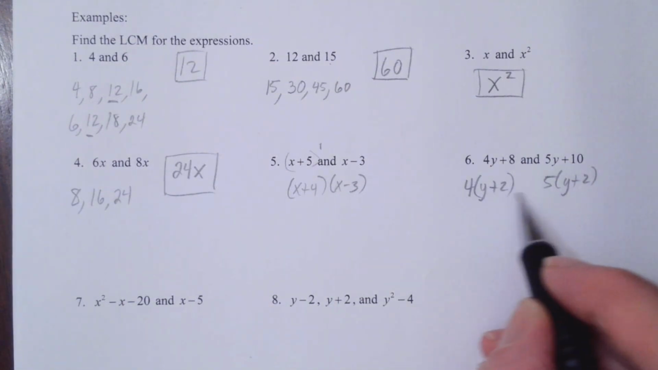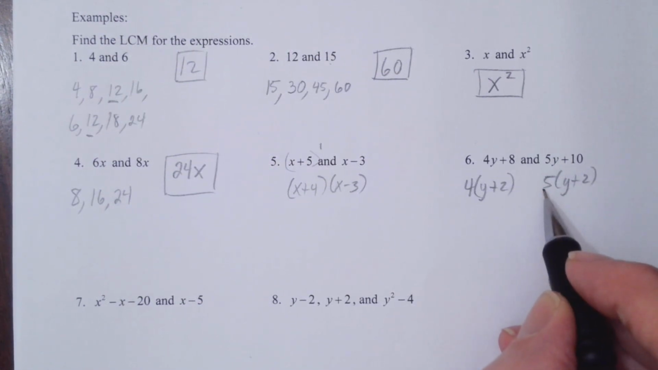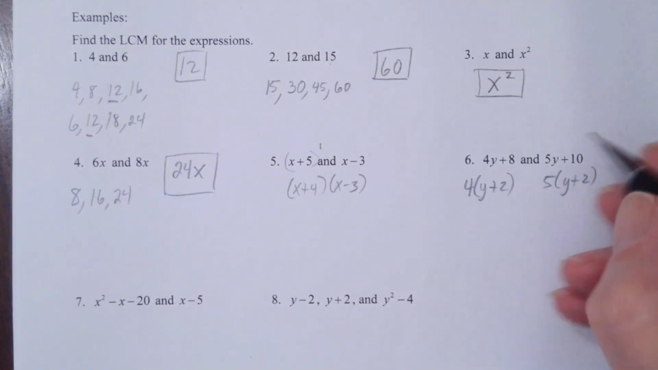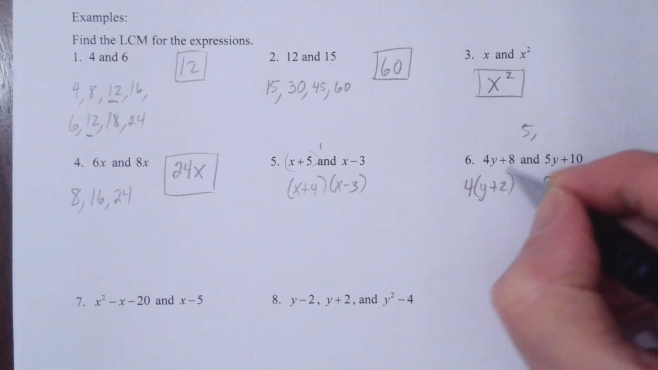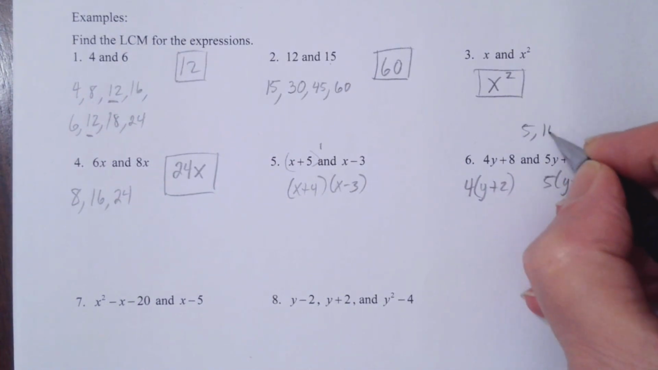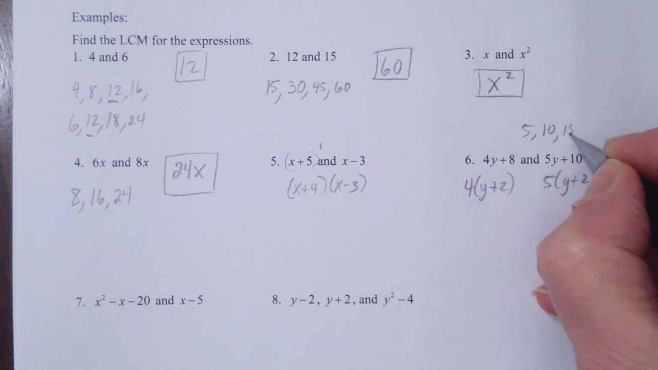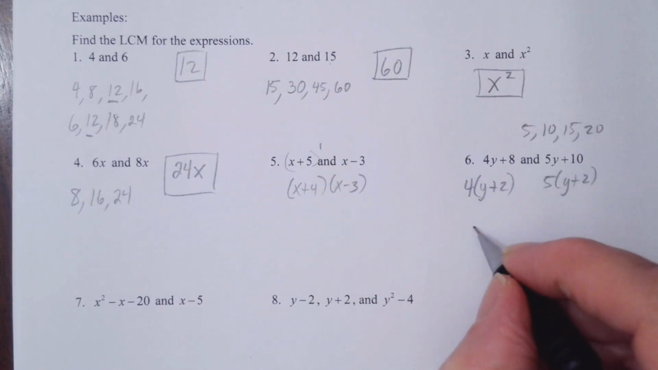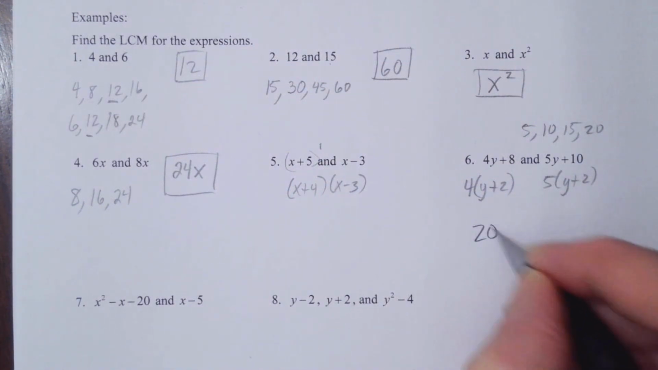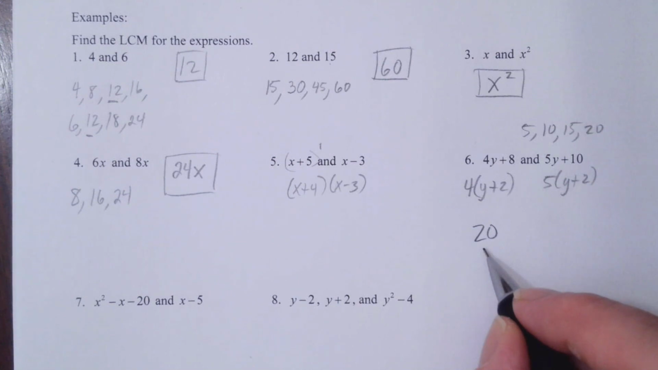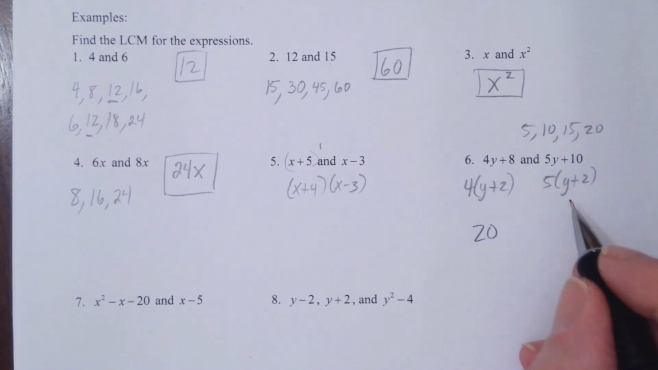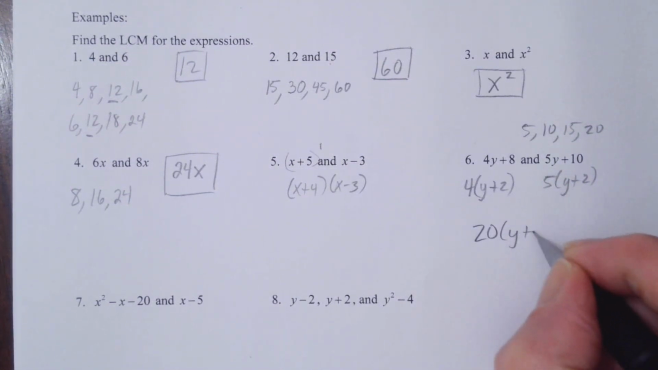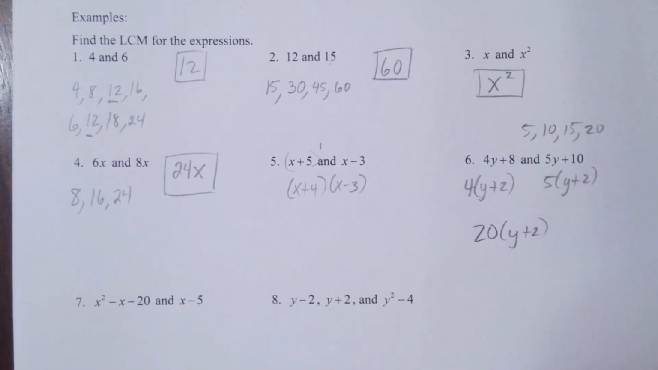But we also need to find the LCD of 4 and 5. Well, if you look at the multiples of 5, 5 is not divisible by 4. Neither is 10 or 15, but 20 works. And so your LCD is going to be the LCD of the numbers times any algebraic factor found, and all we found was y plus 2.